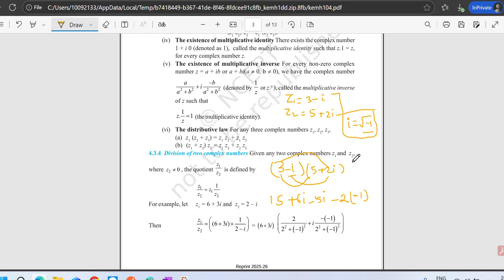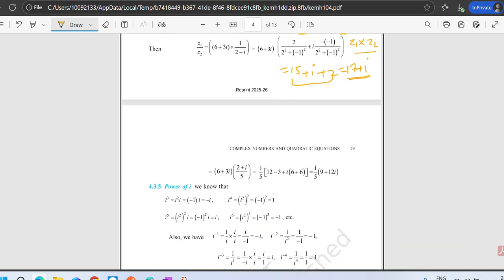So if you do the square, like let's say i is root of minus 1, and if you do i square, it will become minus 1. So that value I'm keeping here. Okay, so then 15, 6i minus 5i, that is i, and this is minus 2 into minus 1, that is plus 2. This 15 will be added to 2, 17 plus i. So the answer will be 17 plus i. So that is the multiplication, Z1 into Z2.